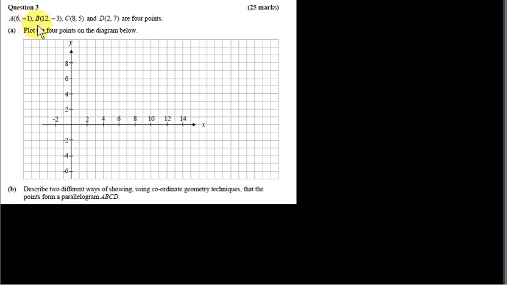A(6, -1), B(12, -3), C(8, 5), and D(2, 7) are 4 points. Plot the 4 points on the diagram below.